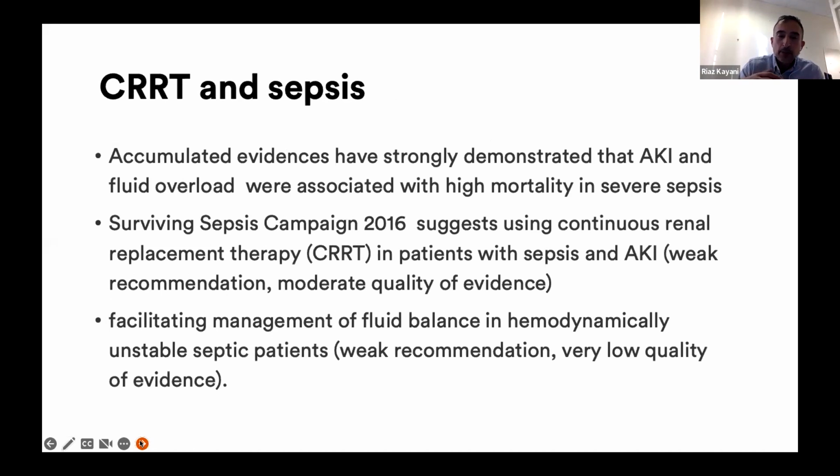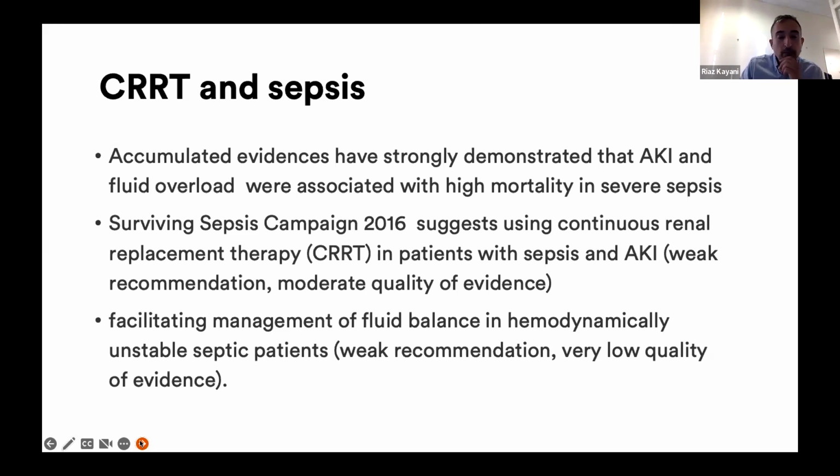We know that renal dysfunction and fluid overload are associated with high mortality in sepsis, including in the neutropenic oncological population. If you look at the Surviving Sepsis recommendations, in the context of an acute renal injury, there's a weak recommendation, with a weak amount of evidence, that hemofiltration is an adequate therapy to use.